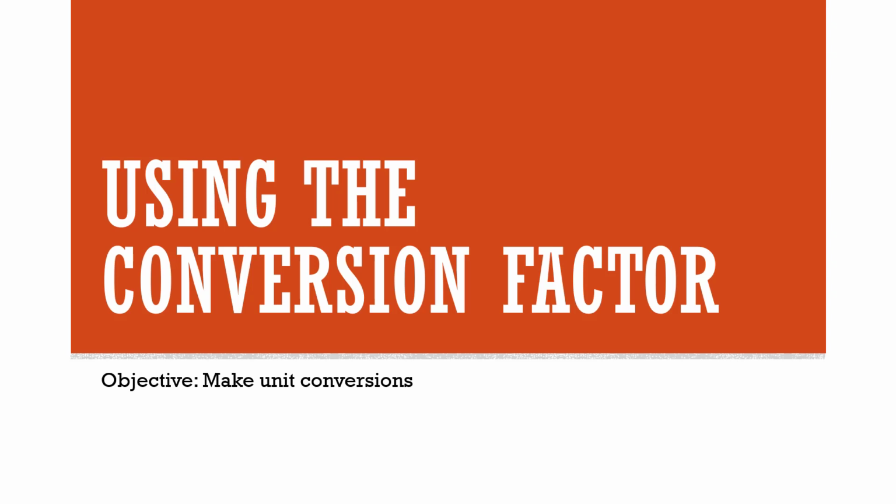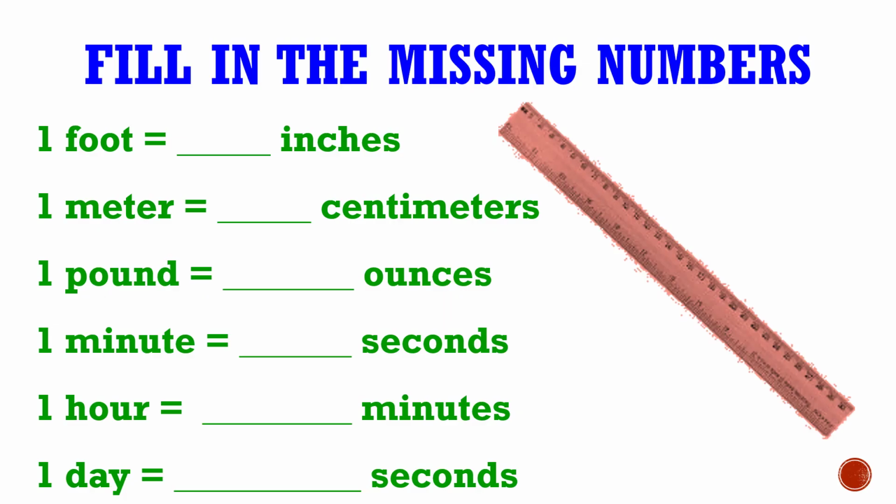Today we're going to be using conversion factors. The word factor should give us the indication that we're going to be doing some multiplication. We talked about that earlier this year when we had scale factors. So our objective is to make unit conversions. Now you've done unit conversions in the past and you do them pretty normally.